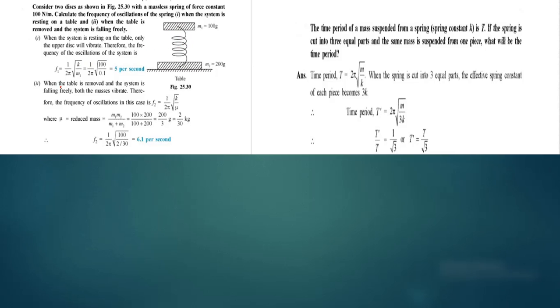So we have frequency 1 over 2 pi square root of k over m, the spring constant is given. The mass that oscillates is the top one only. So we have 5 per second. When the table is removed, the system is falling freely. The table is removed, the system is in the air falling down.